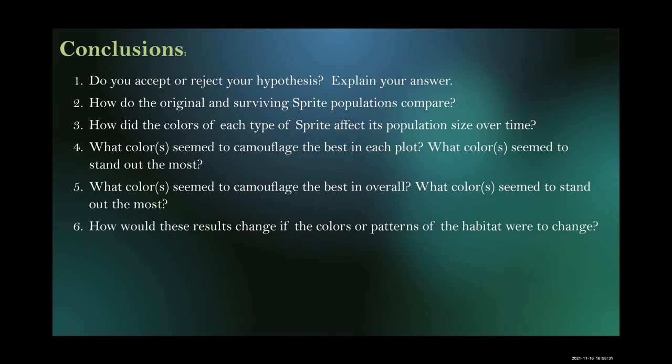How would these results change if the colors or patterns of the habitat were to change? We discussed how the orange was fairly well camouflaged in the fall season. We also discussed how Bermuda grass here in Georgia goes dormant in the winter and turns a dull straw brown color. This might actually provide better camouflage for the white sprites and maybe less camouflage for the green sprites.